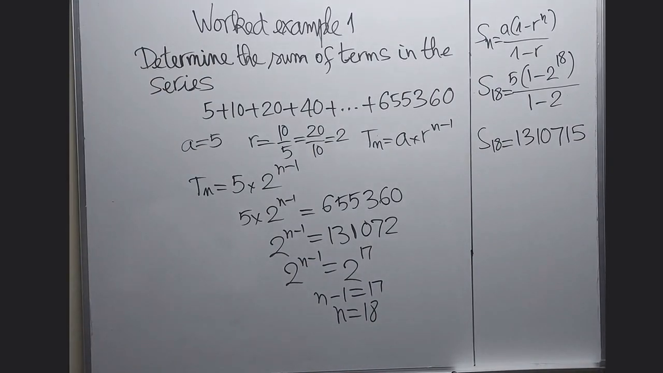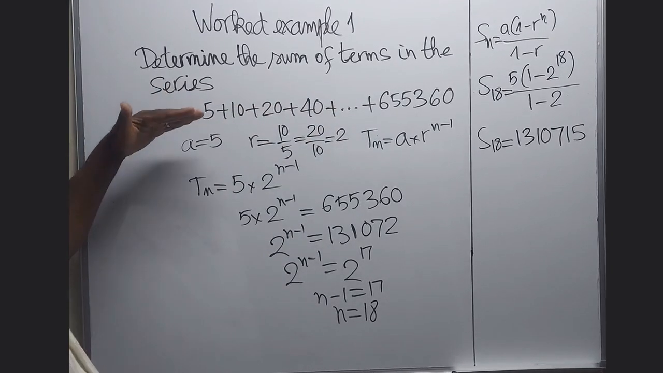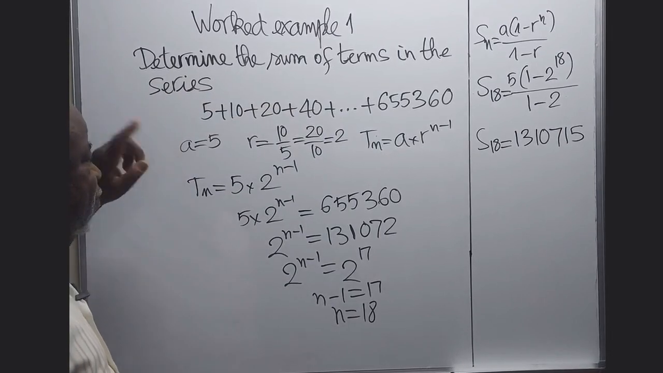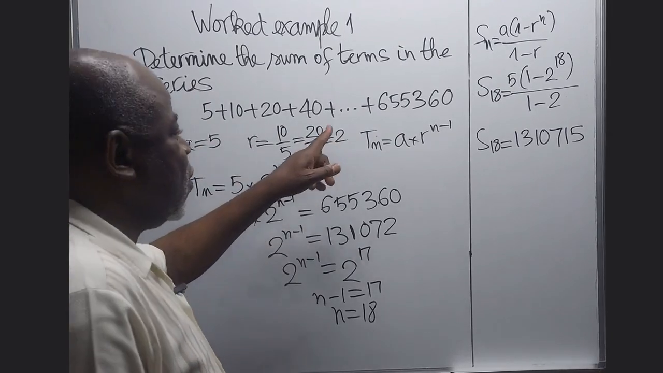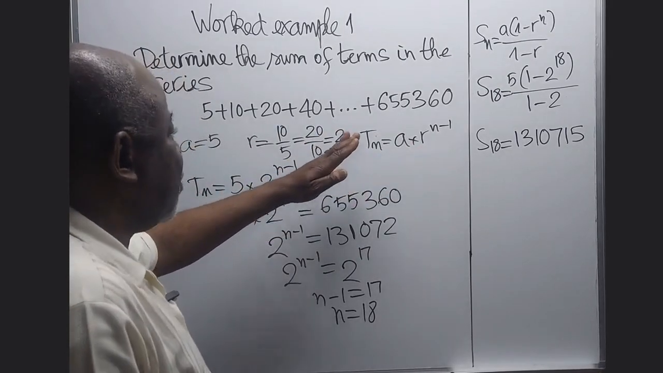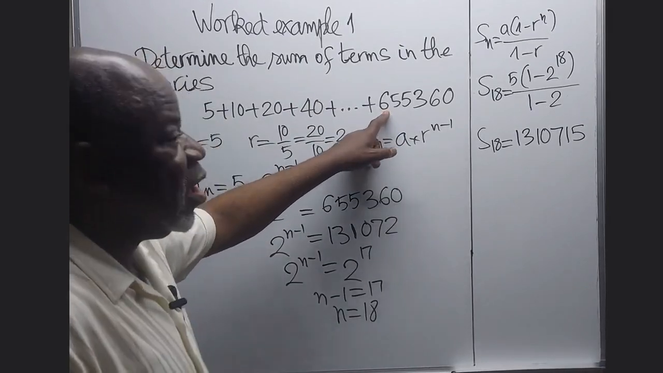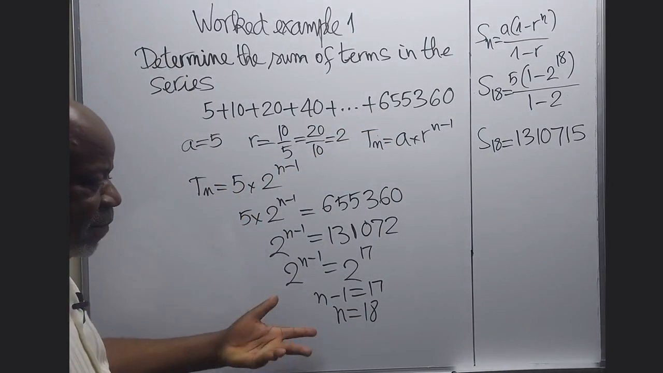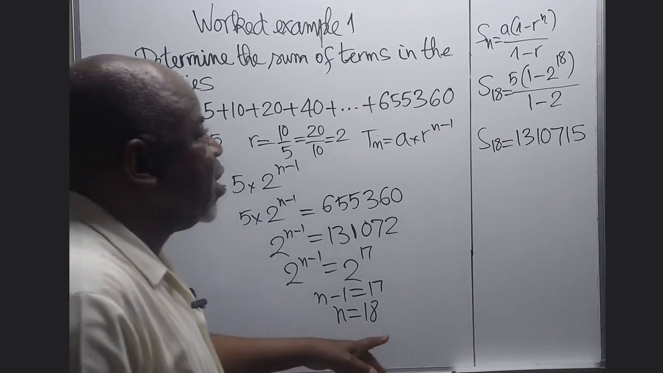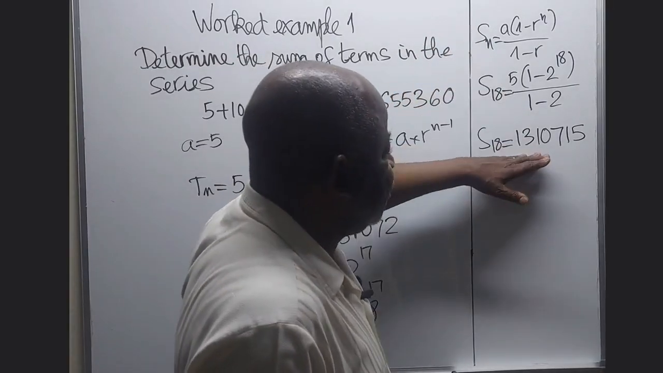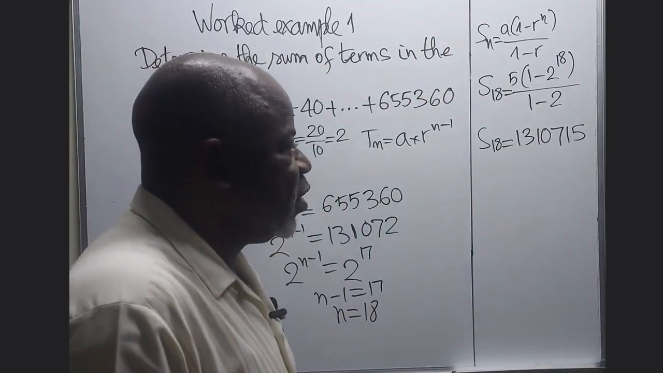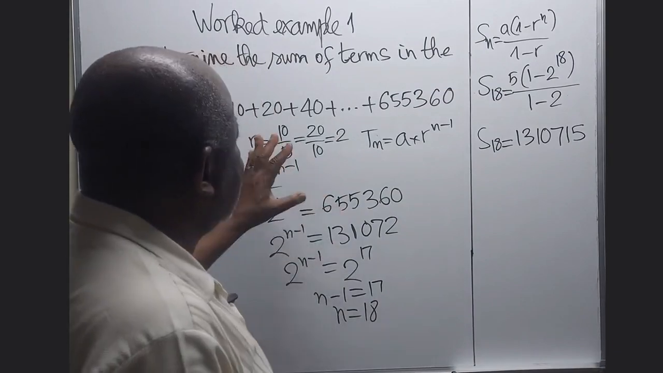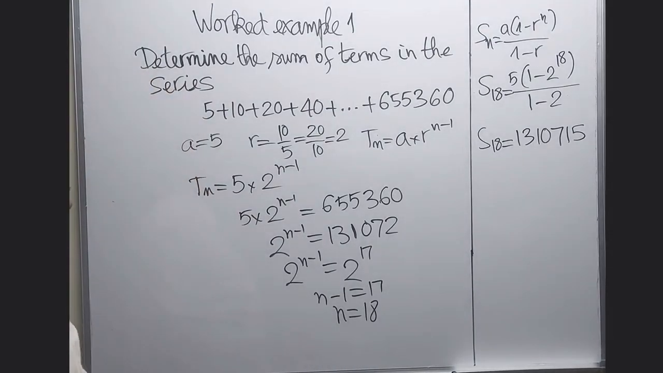So we're done practically with this first example. Determine the sum of terms in the series. Here's our series. First term is 5. Our common ratio is 2. Getting the general term, we are comparing this formula to this 655,360. We end up getting that the number of terms is 18, and our sum S18 is here, 1,310,715. We are done with the first example, so we're going to take the second one. Let's clean the board.